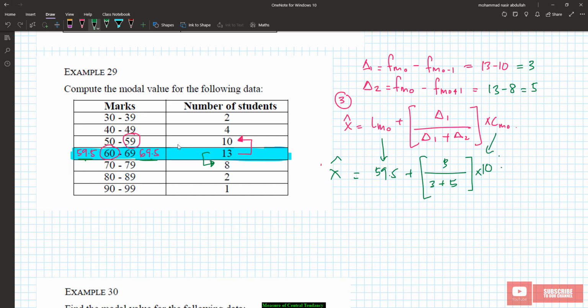So just hit the calculator and find the value. 3 divided by 8, multiplied by 10, plus 59.5. It should be equal to 63.25. So the most common student mark is 63.25.